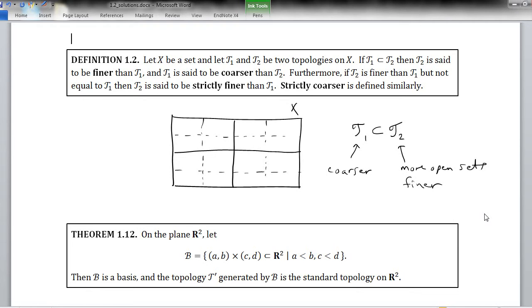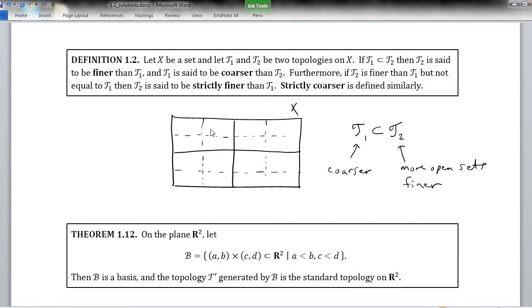So this is illustrated here. The large rectangle is the set X. And then to get the topology T1, let's just draw these two solid lines here. You can ignore the dotted lines for the moment. And the open sets in T1 are going to be the empty set, of course, and each of these four rectangles, and also any union of those rectangles. That gives a topology. And now we want to get a larger topology T2, which has more open sets.